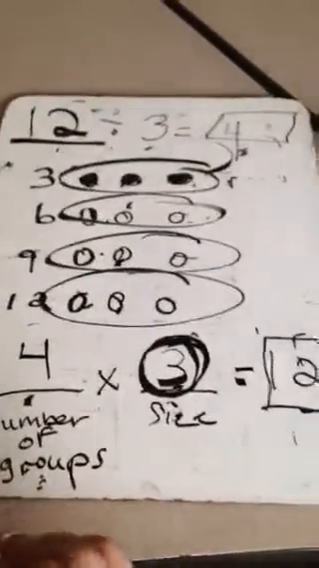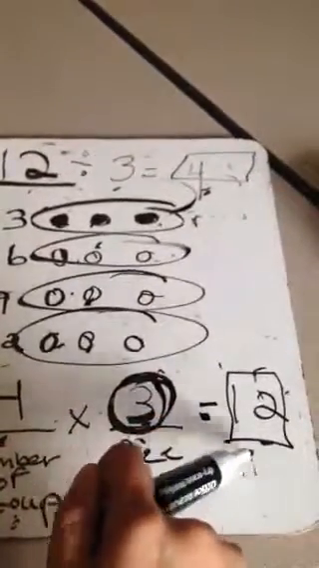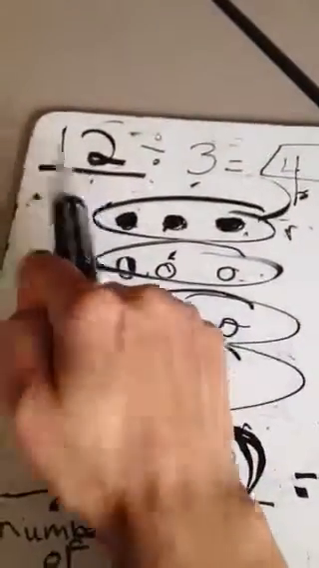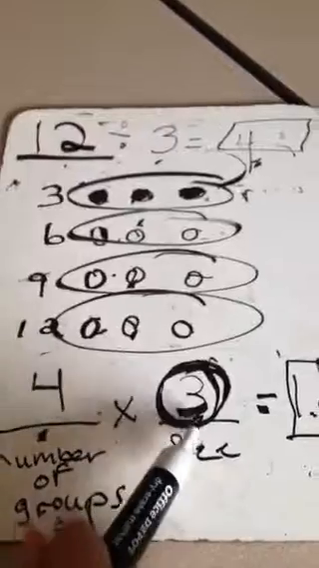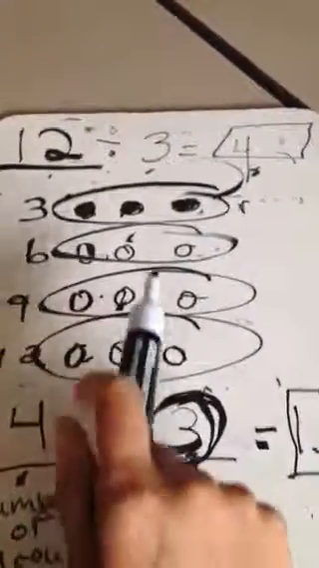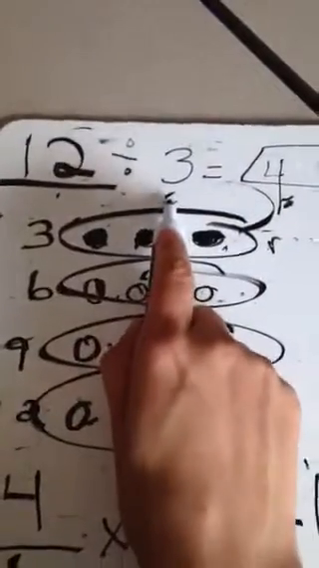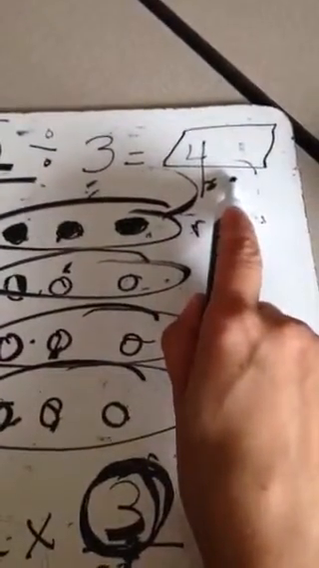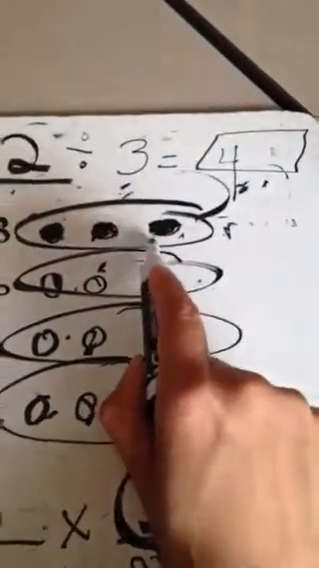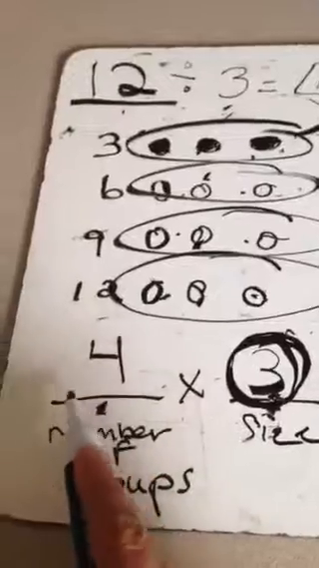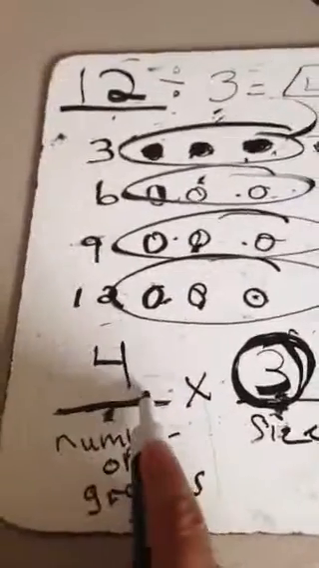So look at that. How are those related? The product is the same as the factor here that you're starting with. The size of the group is the same as this size of the group. The quotient in the division problem, 4, which represents the number of groups, is the same as the number of groups in this multiplication problem.